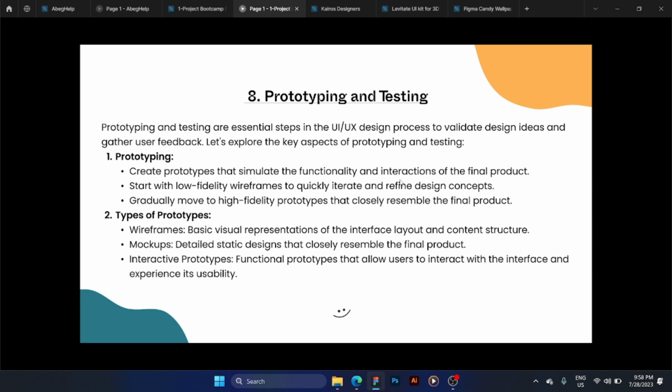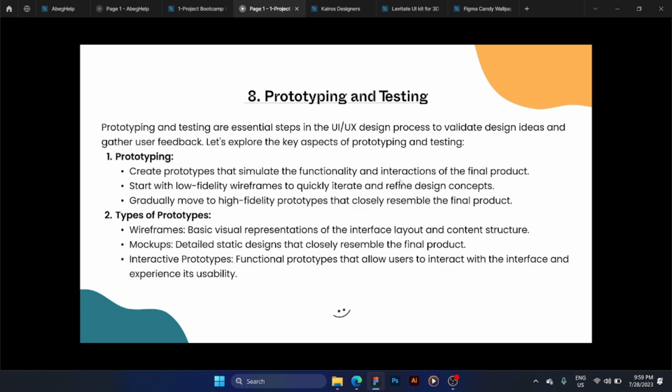So it's very important to know you try that. So another thing on that prototype is interactive. So those are the types. So it is interactive prototypes. So functional prototypes that allow users to interact with the interface and experience its usability, just for you to feel, have the texture and all of those things and what have you there.